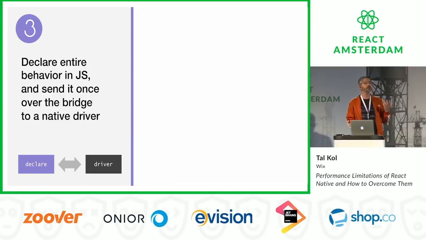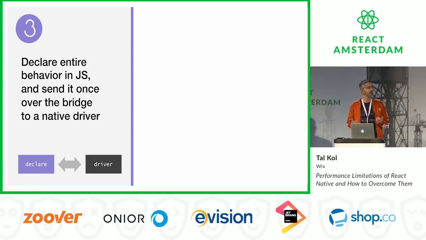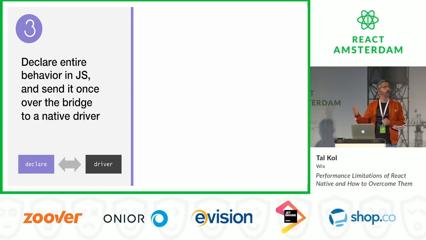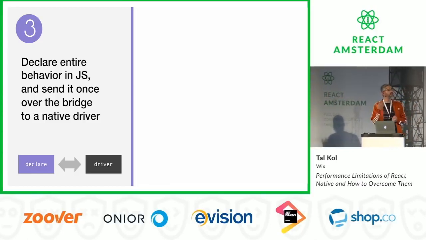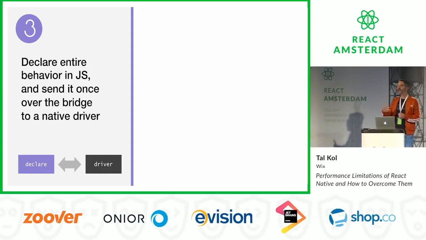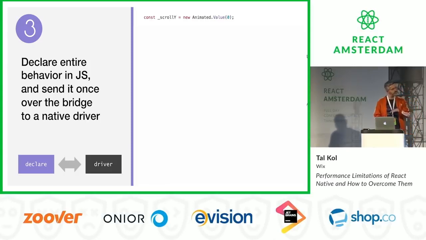Then we can take this declaration and serialize it and send the declaration all at once over the bridge to a native driver. Now, the native driver is a general purpose native driver. You're not going to write it yourself. Somebody wrote it for you in Objective-C or in Java, and this native driver will understand the declaration, and it will execute it frame by frame for us. So this is the concept behind declarative programming and how we use it to solve performance issues. So let's see what the implementation looks like, and I'm going to run over it because we're going to dig into it in detail in the next few slides.